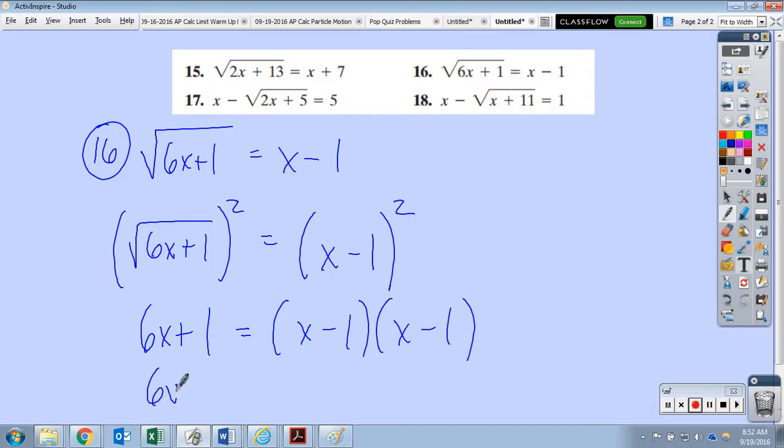And so we have 6x plus 1. Now this guy, if we go ahead and FOIL these two, x times x, right, x squared, x times negative 1, negative x, negative 1 times x, negative x, and negative 1 times negative 1 is positive 1. So be careful on this. We don't want to make a mistake at all, but definitely here it can be easy to make a simple mistake. Let's avoid doing that.